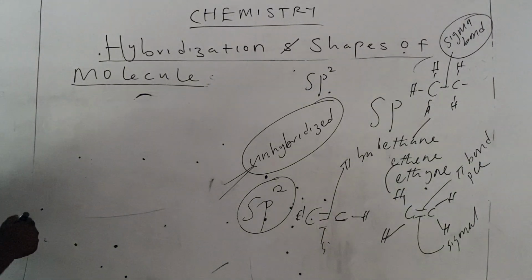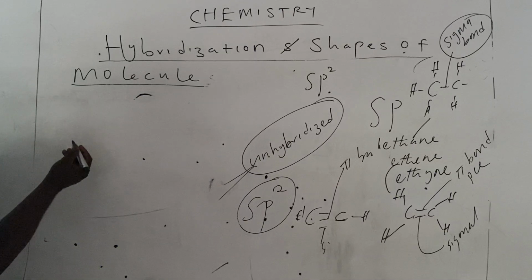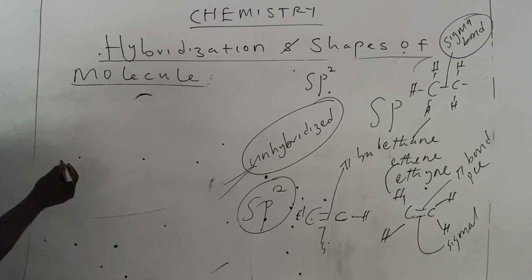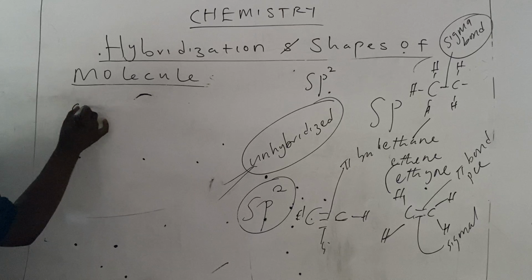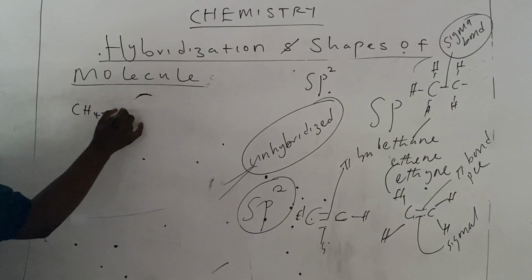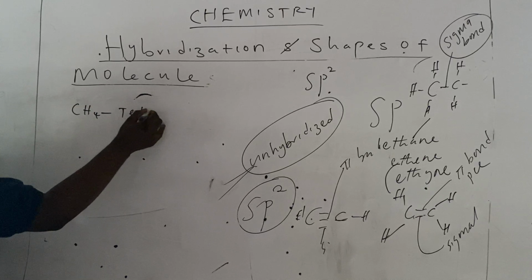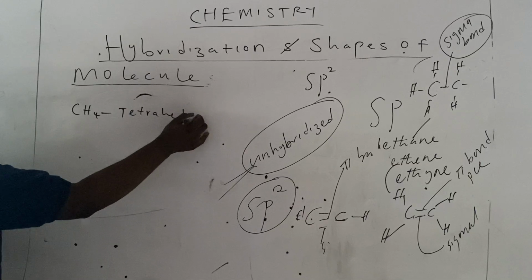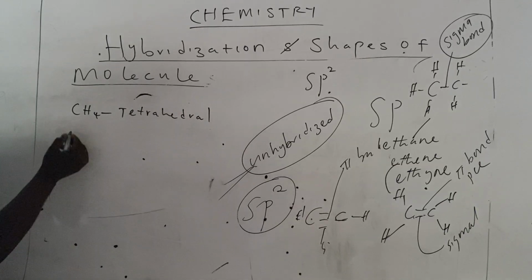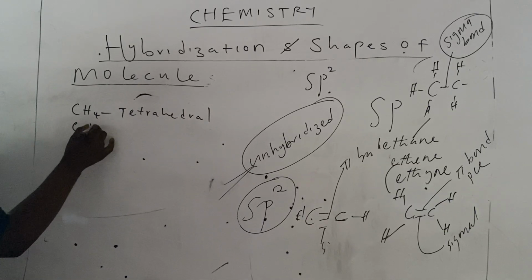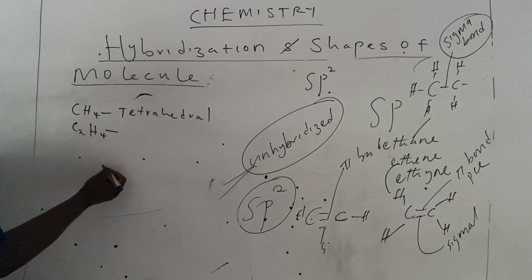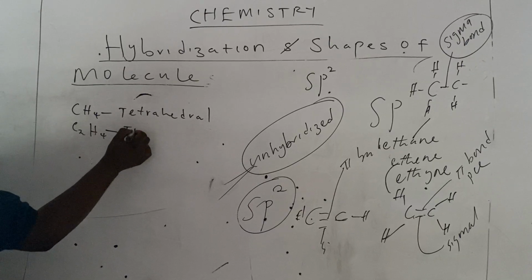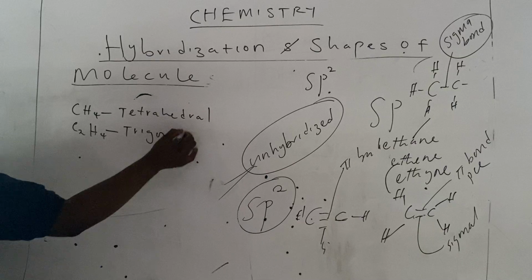Shape of molecule. Now, when we say shape of molecule, we are actually looking at a different shape. It is important you understand that. Now, methane, for example, you can write it down. Methane is called tetrahedral. Okay? Now, ethene that we just did is called what? Trigonal planar.